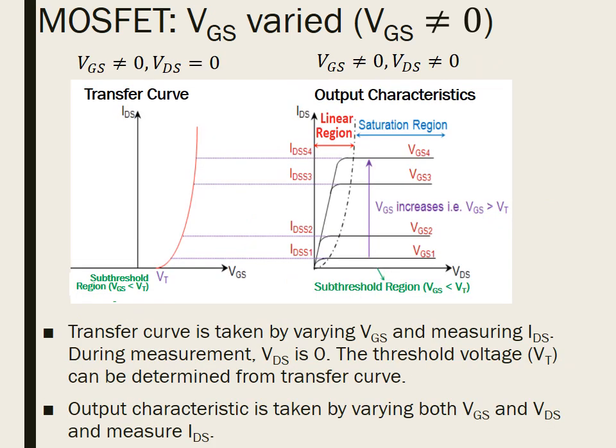The dependence of current on the applied voltage is represented in these two current voltage characteristics. The left one is the transfer curve, taken by varying VGS and measuring IDS. During this measurement, VDS is 0. The threshold voltage VT can be determined from the transfer curve. The right one is the output characteristic, which is taken by varying both VGS and VDS and measuring IDS. We have discussed the mechanism when we vary only VGS while VDS is 0. So now let's take a look at the mechanism when we vary VDS to further understand the output characteristic.